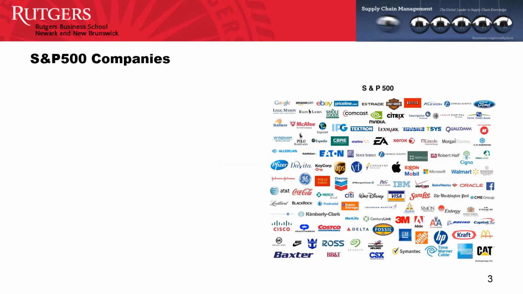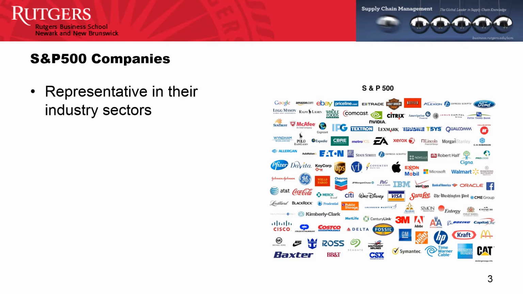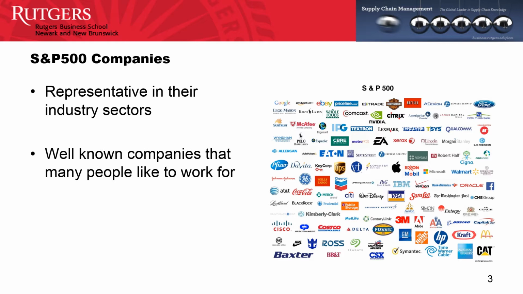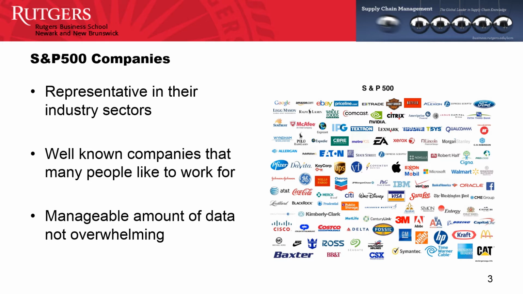To perform the analysis, we use the data of the S&P 500 companies because they are representative in their respective industry sectors. And many of them are well known that people like to work for. Finally, we limit our study to these companies so the amount of data is manageable but not overwhelming.